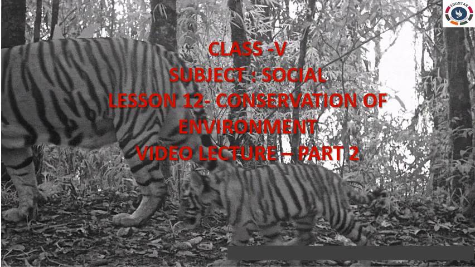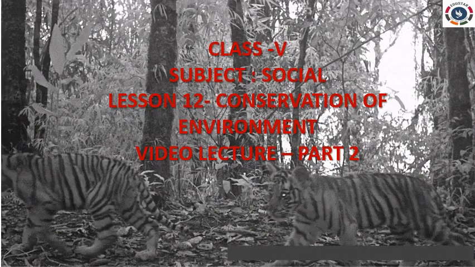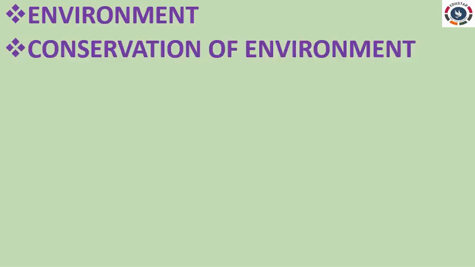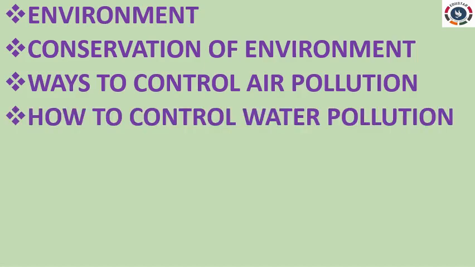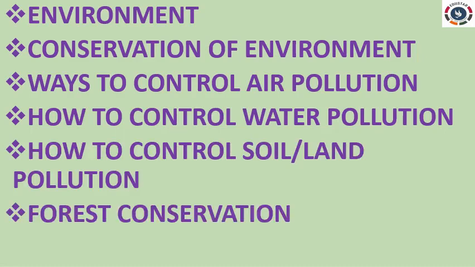You are watching class 5 subject social lesson 12 conservation of environment part 2. In the last video class you have learnt about environment, conservation of environment, ways to control air pollution. So today you are going to learn about how to control water pollution, how to control soil or land pollution, and forest conservation. Shall we start?